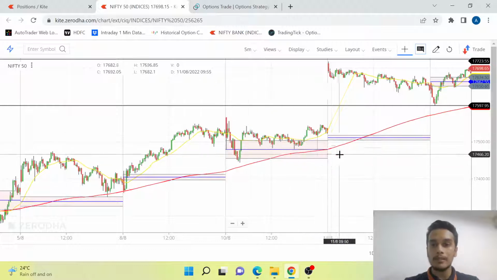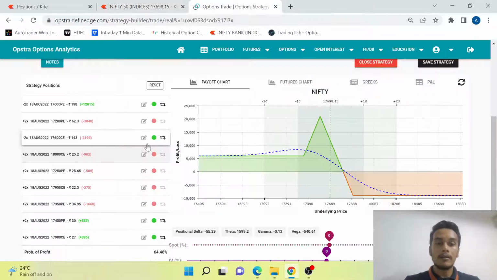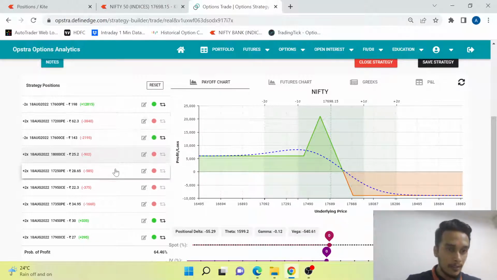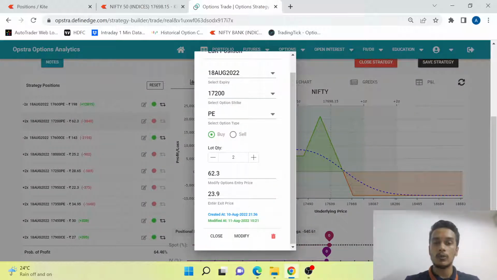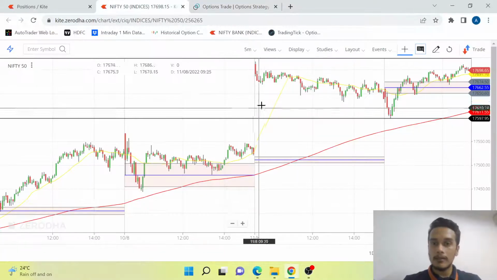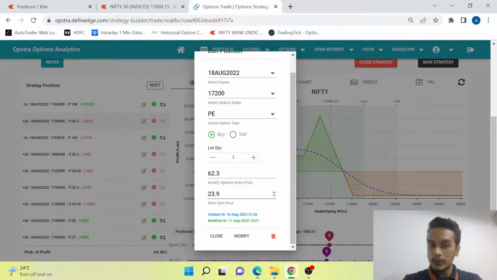After this, as soon as we had this gap up, I moved my puts closer. This is what I had entered on Wednesday, 10th of August. I had entered it for 62, and on this Thursday gap up I booked it immediately for 23-24 rupees.